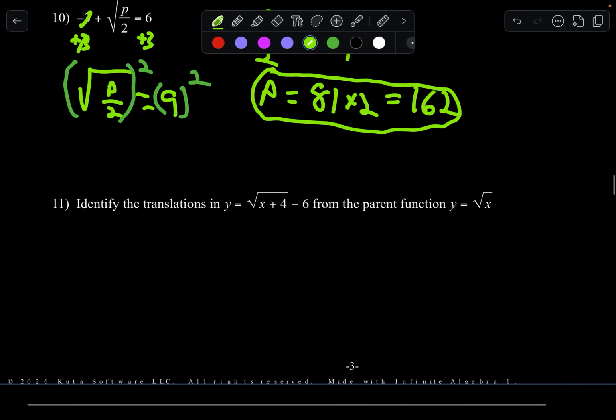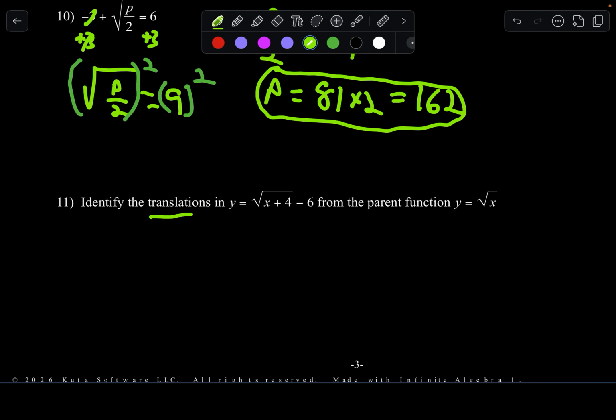All right, here's the last one I'm going to do on this part of the video, and then I'm going to do the second video, picking up on 12. Okay, on this, they just want you to identify the translations. In other words, how does this graph move? So when the number's holding hands with the x, like right there, that means the graph is going to move left or right. And then when the number's not holding hands with the x, but outside, like that, -6, that's going to move the graph up and down.